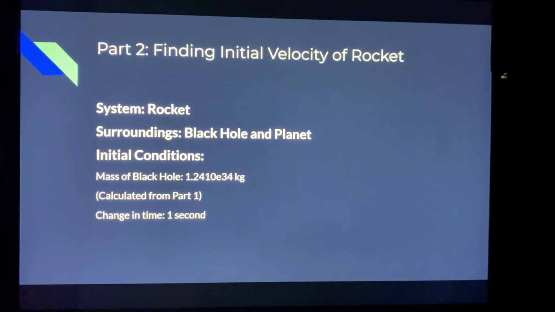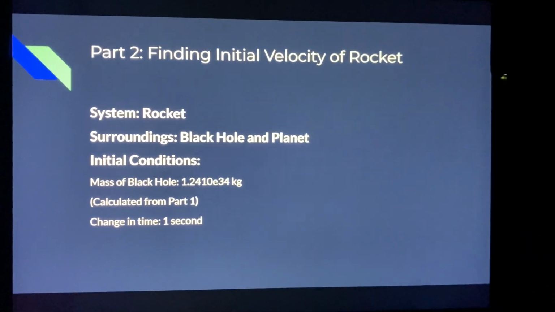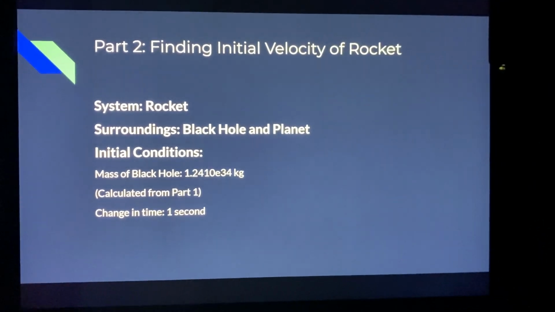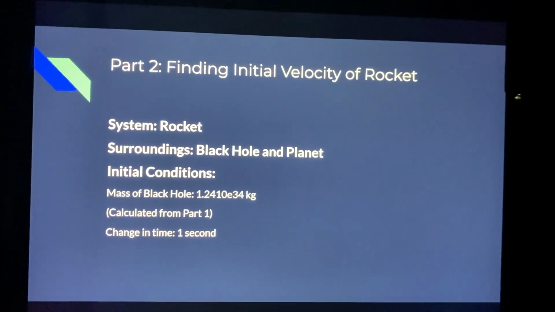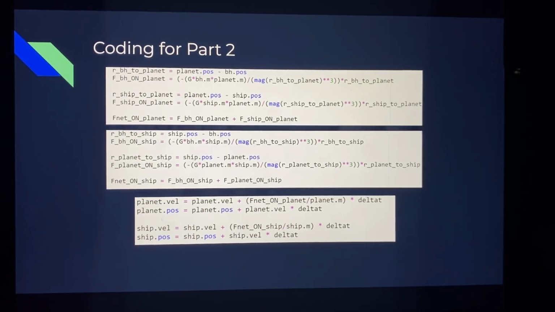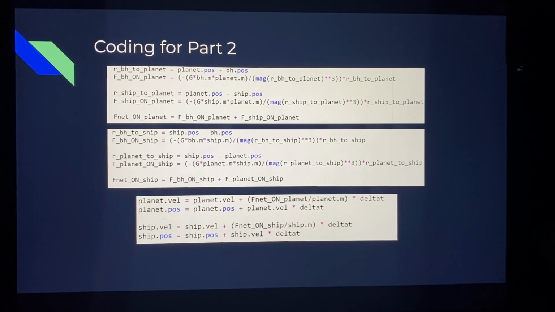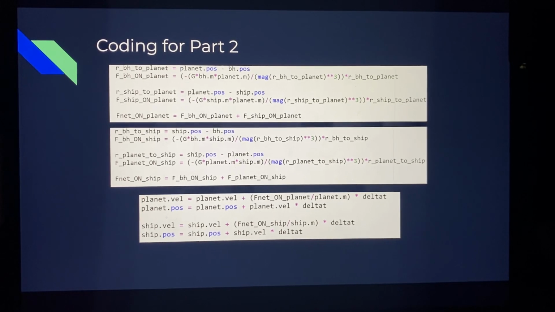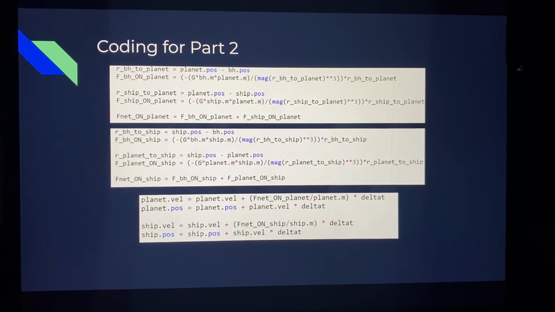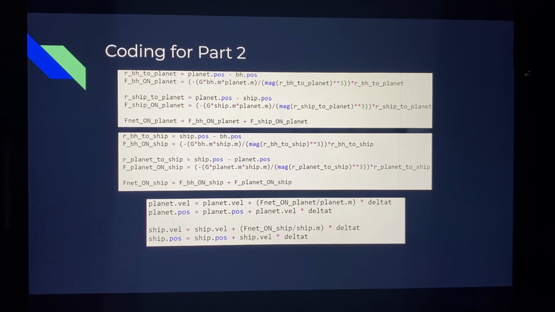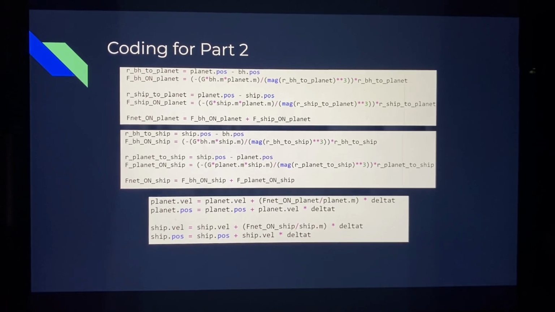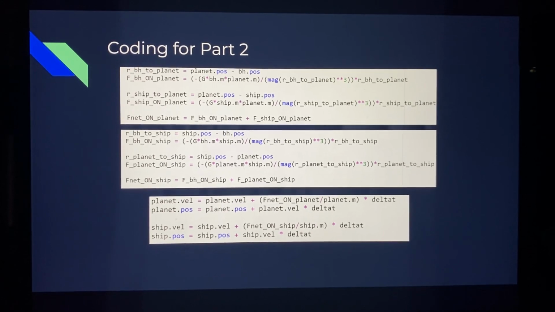Part two of this lab, the system of it is the rocket. The surroundings is going to be the black hole and the planet, and some initial conditions were given is the mass of the black hole, which we found in part one, and the change in time is now 1 second rather than 1 day. So coding for part two, basically, I wanted to find the velocity and position of the planet and the ship, because the whole purpose of part two is that we're trying to return home. So we want to escape the planet's gravity as well as escape the black hole's gravity and get out.